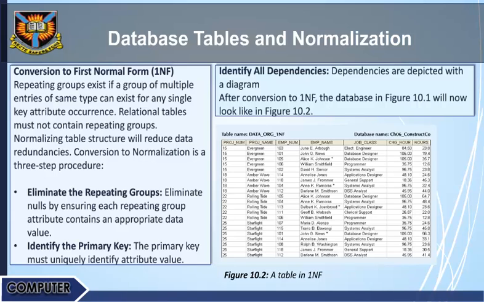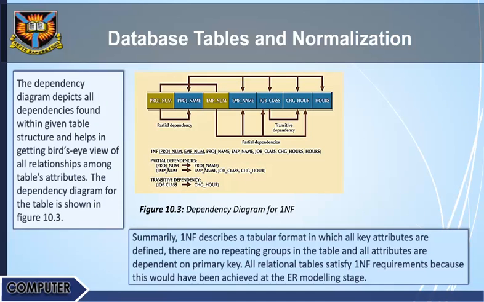After conversion to 1NF, the database in Figure 10.1 will now look like in Figure 10.2. The dependency diagram depicts all dependencies found within a given table structure and helps in getting a bird's eye view of all relationships among table attributes. The dependency diagram for the table is shown in Figure 10.3.